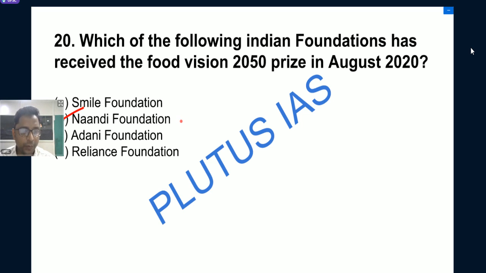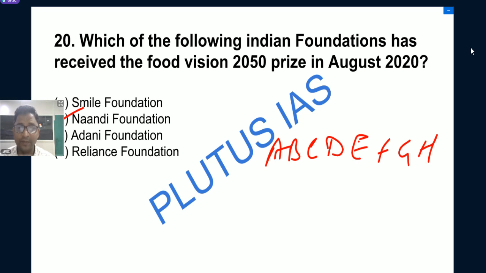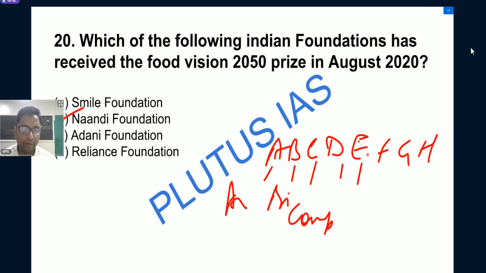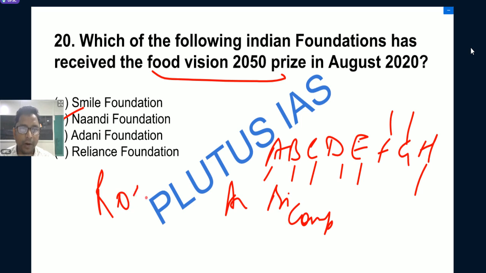And this Food Vision 2050, it follows the A, B, C, D, E, F, G, H framework. Okay, so what is this A, B, C, D, E, F, G, H framework? A for agriculture, B for biology, C for compost, then D for decentralized decision making, E for entrepreneur, F for families, G for global market, H for headstands. And this prize is given by Rockefeller Foundation.